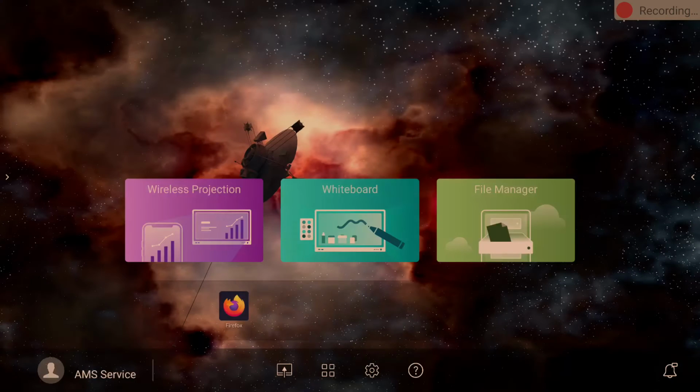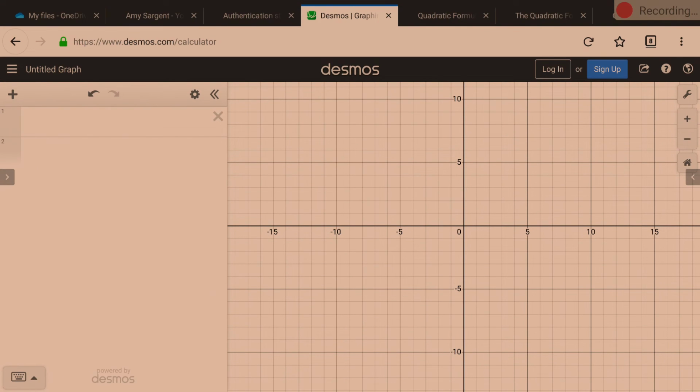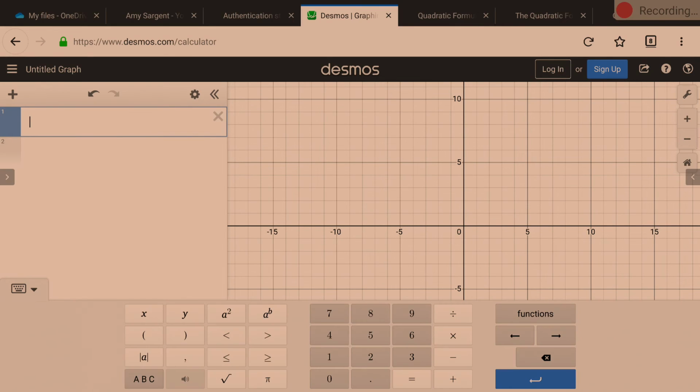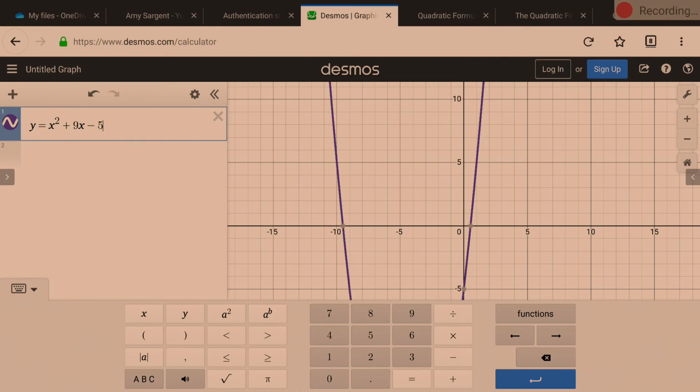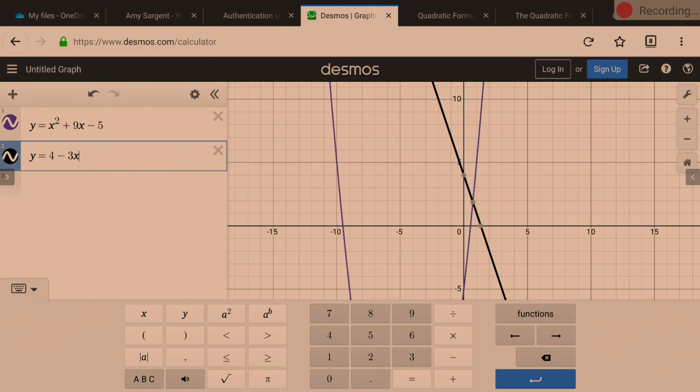We used Desmos earlier this year, right? So it shouldn't be too much of a surprise. Remember, go to Graphing Calculator. In your box, you're typing in the pieces. Remember, on here, you have to start with y equals. Okay. x squared plus 9x minus 5 is my first one. Then create a second equation. And y equals 4 minus 3x.